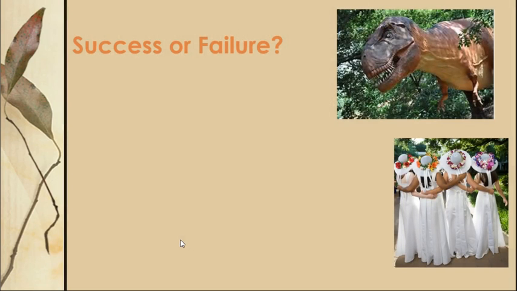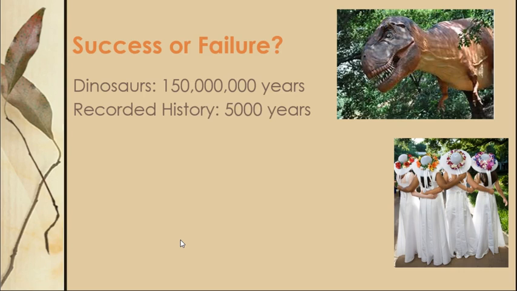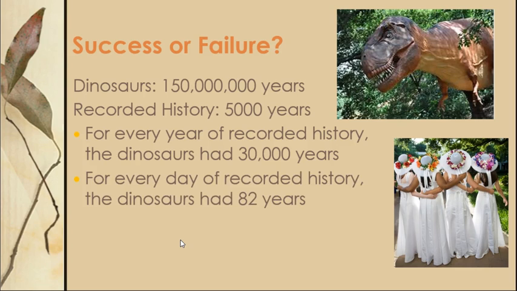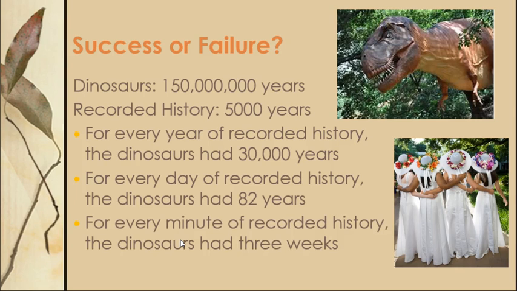So here's your fun quiz. Success or failure? Dinosaurs extinct, but they lived for 150 million years. Recorded history, 5,000 years. For every year of recorded history, dinosaurs had 30,000 years. For every day of recorded history, dinosaurs had 82 years, and for every minute of recorded history, dinosaurs had 3 weeks. So, it's not always a judgment of success that you're extinct.